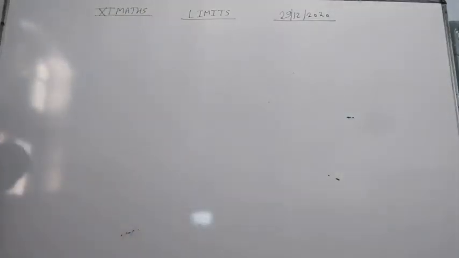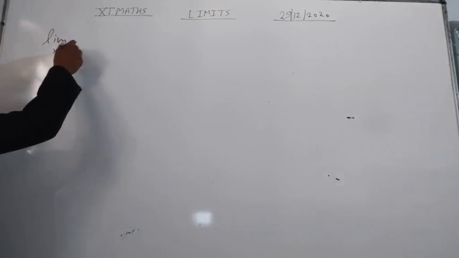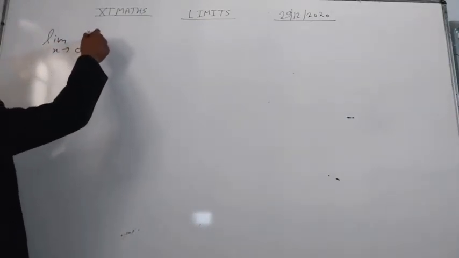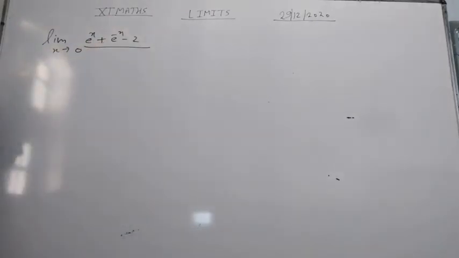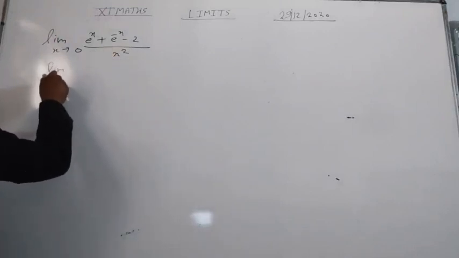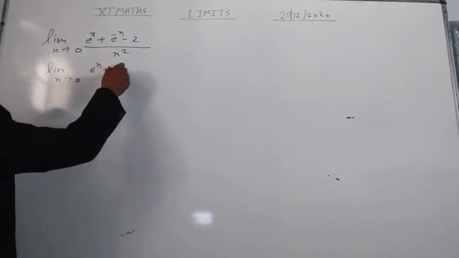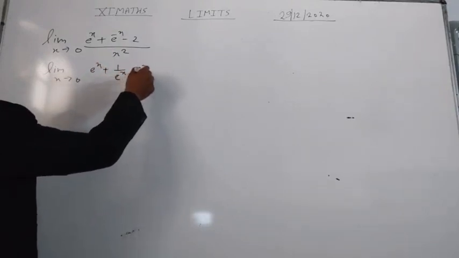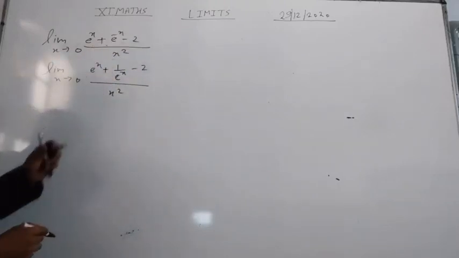The next question is limit x tends to 0 of (e to the power x plus e to the power minus x minus 2) by x square. Okay student, limit x tends to 0, e to the power x plus 1 by e to the power x minus 2 by x square. We can write this in the form of this.